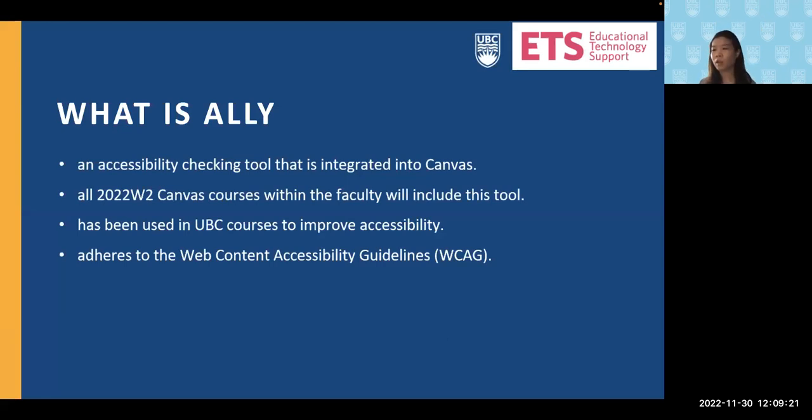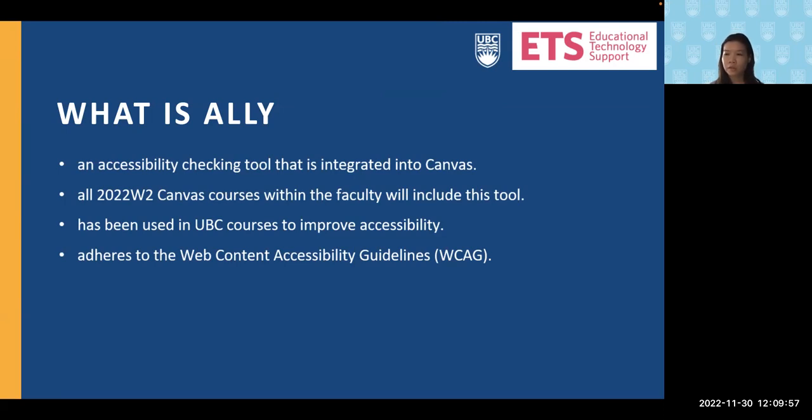Okay, so moving up, what is Ally? So Ally is an accessibility checking tool that is integrated into Canvas. The Faculty of Education is taking part in the pilot of Ally, and all the 2022 Winter 2 Canvas courses within the faculty will include this tool. Ally has been enabled and used in courses at UBC, and it has been extensively used within Master of Educational Technology program courses to improve accessibility.